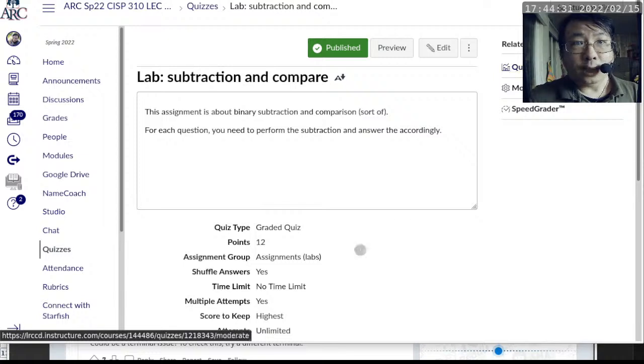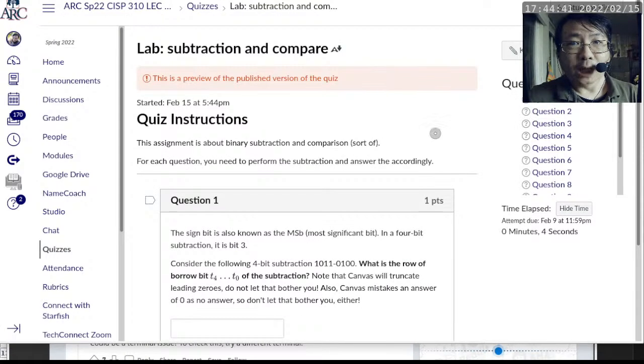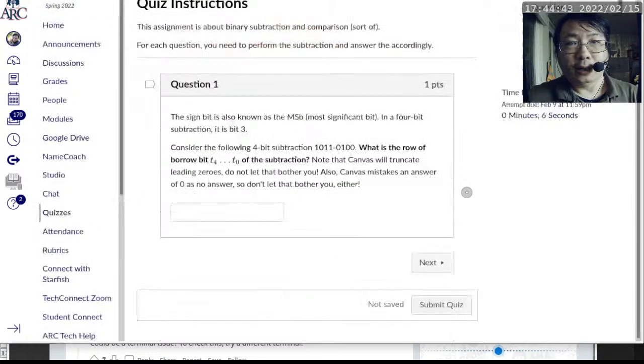And yep, that's the one, because it has 12 points. So I'm gonna go ahead and do a preview, so this way I can actually participate in all of these questions. All right. So this one is asking, in a 4-bit subtraction, 1011 minus 0100, what is the row of the borrow bits?